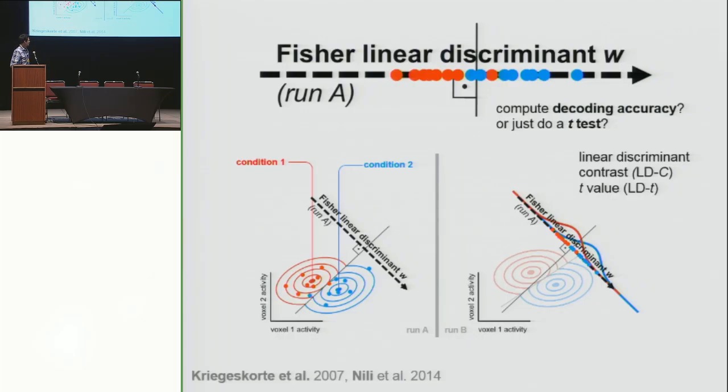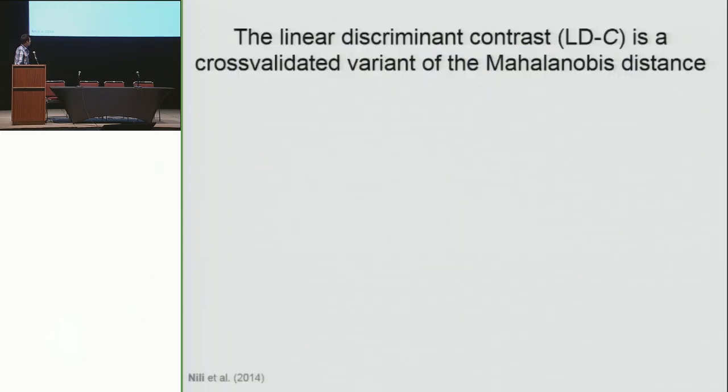However, note that this is a continuous measure, so it's more like a distance in that it's continuous. It's not quantized like an accuracy, and it doesn't saturate like an accuracy. An accuracy, when it's 100%, cannot get any larger when the distance in the space gets larger. So it has some desirable properties for our purposes of characterizing the representational geometry. But it's also cross-validated, much like decoding accuracies, and therefore unbiased.